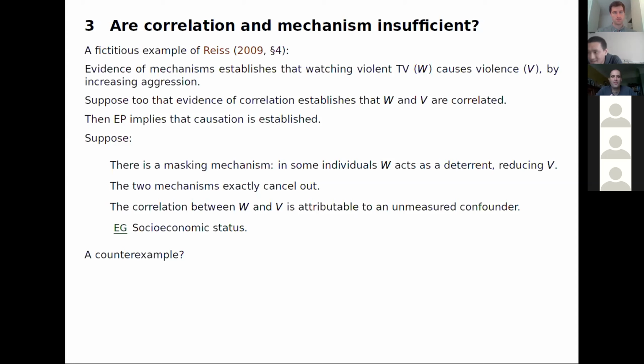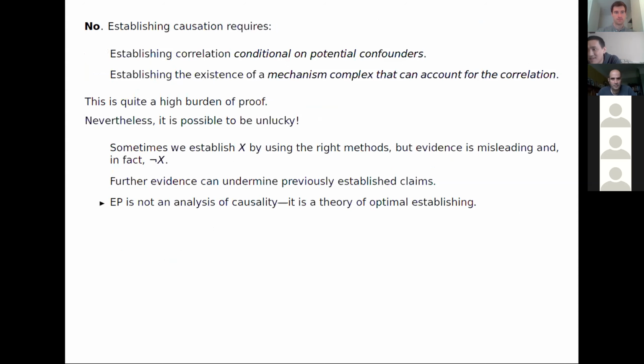And a third point is, evidential pluralism is an account of the epistemology of causation. It is not an analysis of the metaphysics of causation. If it were an analysis of causation in the form of A causes B if and only if A and B are appropriately correlated and linked by an appropriate mechanism complex, then a single hypothetical counterexample would refute it. But the problem is, evidential pluralism is an account about how to assess causal claims rather than an analysis of the metaphysical nature of causality.